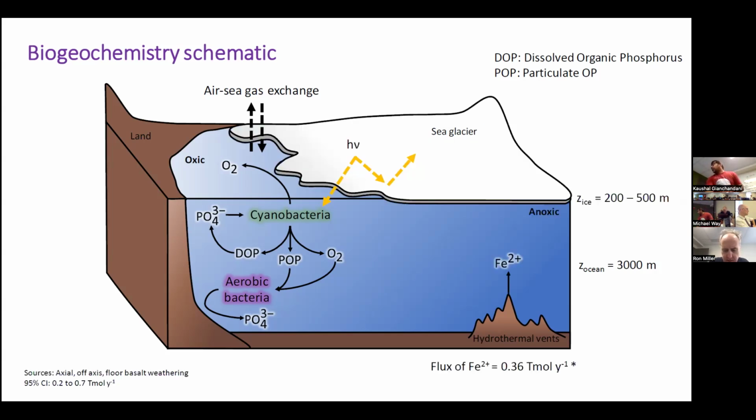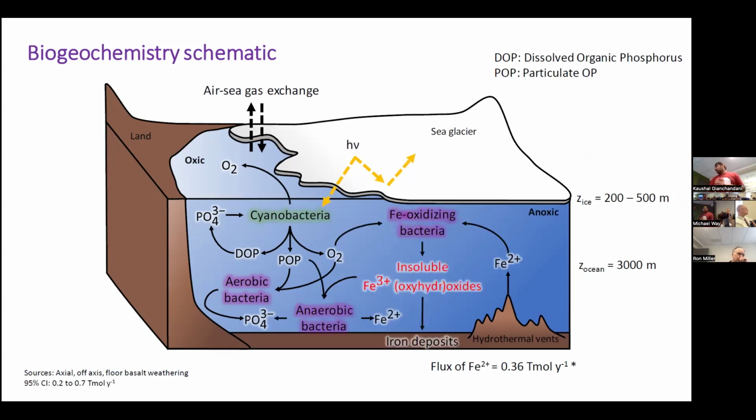Now, what if you extend the extent of the sea glacier in this model? What you would expect is that some part of the ocean would be anoxic because you've reduced the area in which cyanobacterial activity is happening. And in that anoxic part, iron 2 can build up. Wherever there is iron 2, you need to consider the dynamics of iron. So this iron 2 can be taken up by iron.